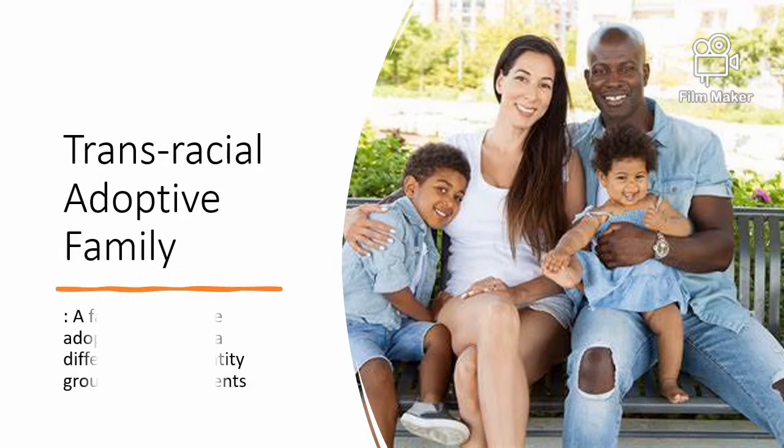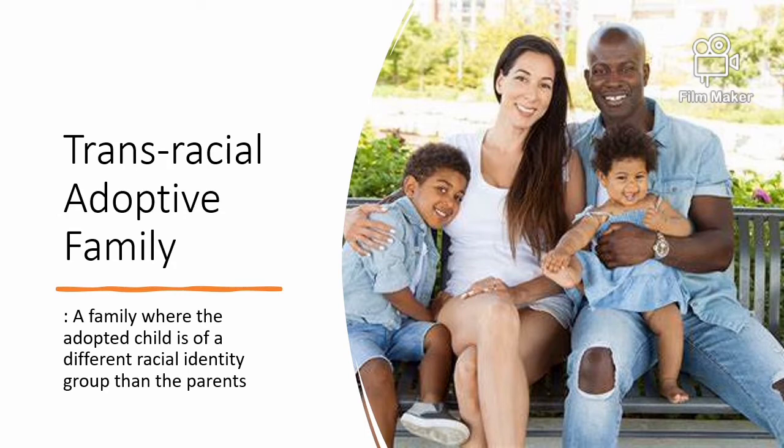Transracial adopted family. A family where the adopted child is of a different racial identity group than the parents. So this is an example of transracial. So this is already a black and at the same time a white person. But they were adopted, one black and one white.